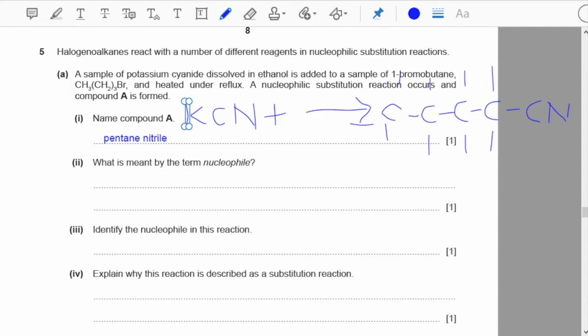has a lot to do with the number of carbon atoms. So the answer now has 5 carbons, so it's pentane nitrile, regardless of where the cyanide ion is coming from, or whether this 5th carbon was there in the first place.